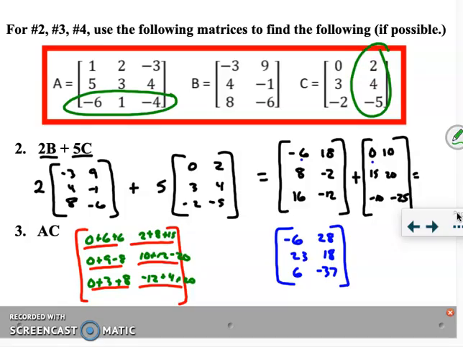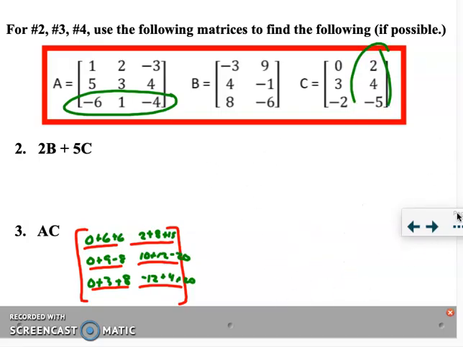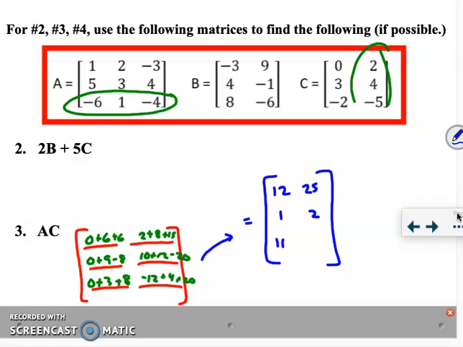And now piecing this all together, hopefully you're all right with me erasing the work here for number 2, in fact all of number 2. But this is going to come together for our final answer. Again, we know that we're trying to obtain a 3 by 2 matrix, but that's going to give me 12, 25, 1, 2, 11, 12, again, for the final product A times C.